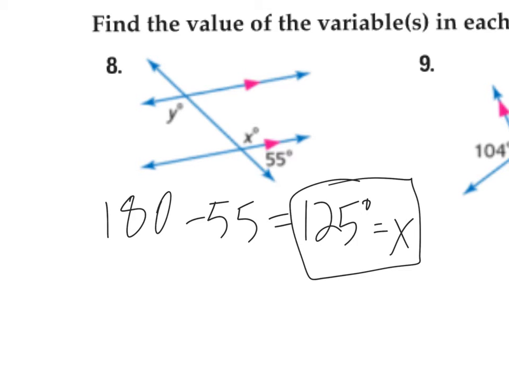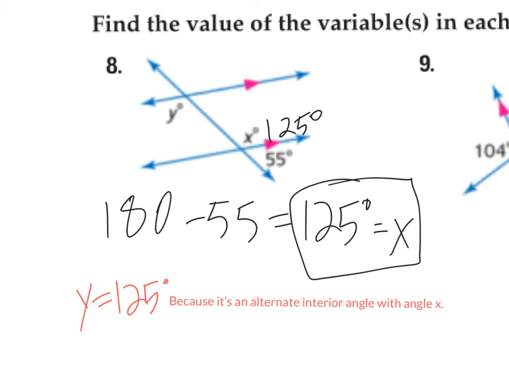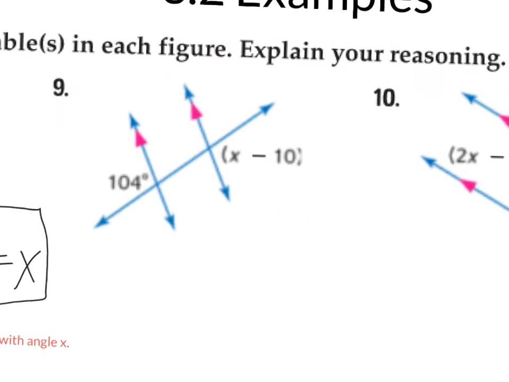Okay. So if x is 125 degrees, and y is an alternate interior angle because they're both inside the two parallel lines and on the other side of the transversal, because of that, y is also equal to 125 degrees. So there I just wrote it down, 125 degrees, because it's an alternate interior angle with angle x. Okay? So let's move on to number 9 here.